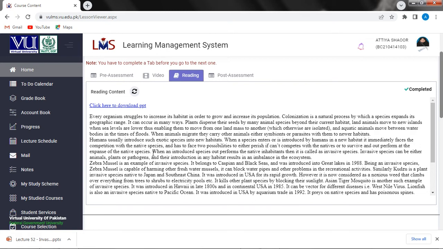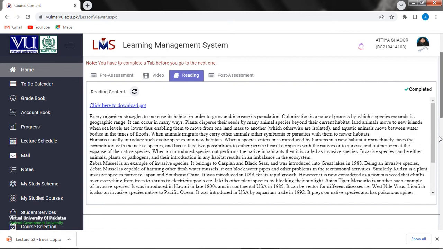Invasive species can be either animals, plants, or pathogens, and their introduction in any habitat results in an imbalance in the ecosystem. Zebra mussel is an example of an invasive species. It belongs to the Caspian and Black Sea and was introduced into the Great Lakes in 1988. Being an invasive species, zebra mussel is capable of harming other freshwater mussels. It can block water pipes and cause other problems in recreational activities.